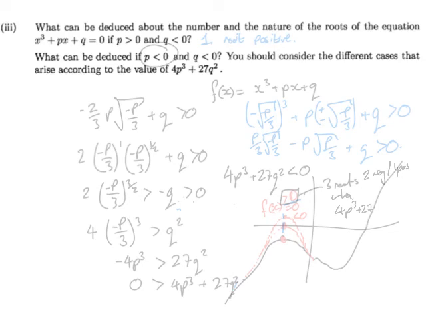Now that's when the expression is negative. When the expression is equal to 0, that's when we have 1 single repeated root and a positive one to go with it. And finally, we don't get a negative root at all, we only have the positive root.